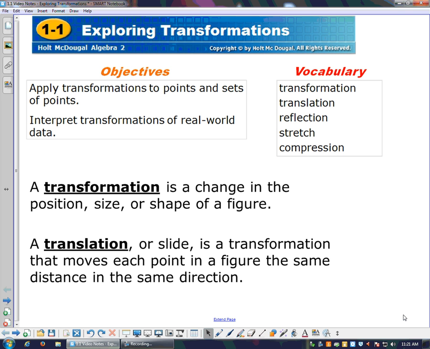A transformation is a change in the position, size, or shape of a figure, and you did learn about this in geometry. A translation or slide is a transformation that moves each point in a figure the same distance in the same direction. Again, we studied this in geometry.